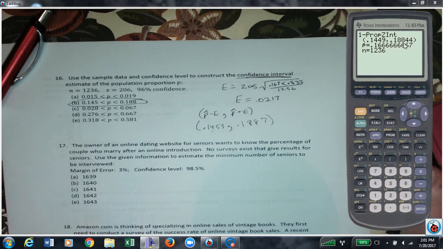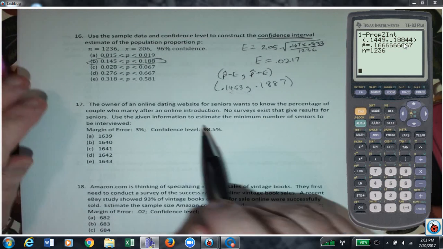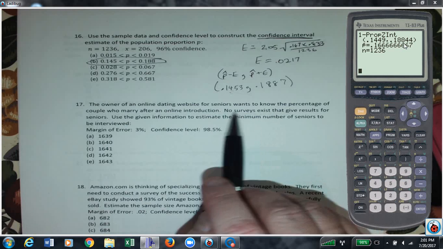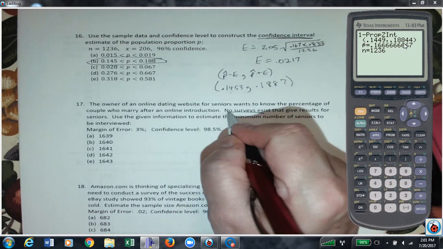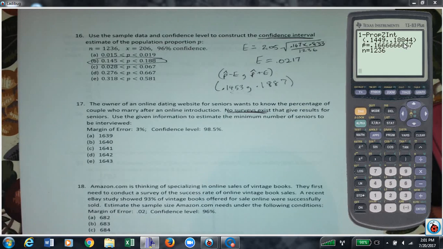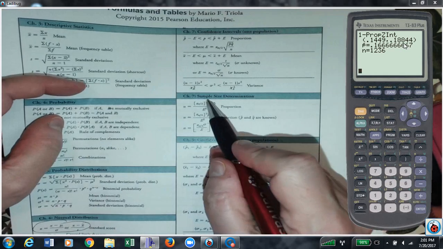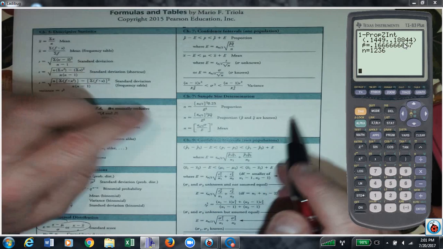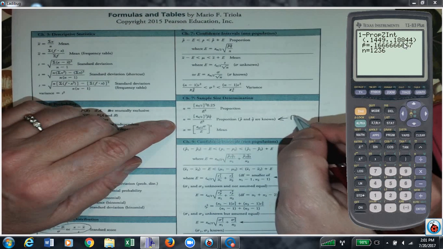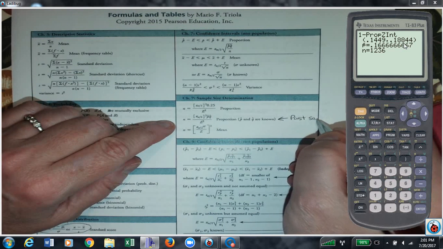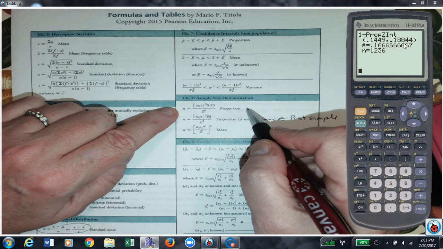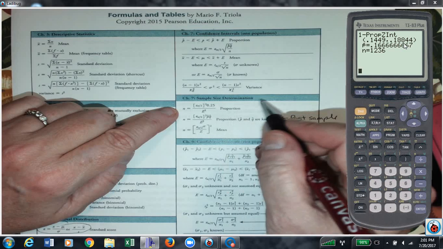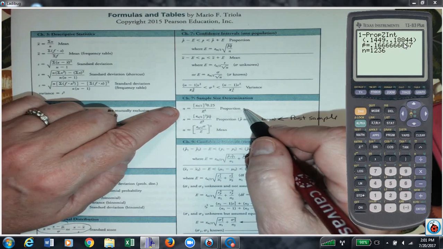So again, same answer. Okay, the owner of an online dating website for seniors wants to know the percentage of couples who marry after an online introduction. No surveys exist that give results. Okay, sample size determination. Here is if we have a past sample or survey. Here is where there's no survey available, and we're dealing with a parameter that's the proportion. And so that's what we have here.